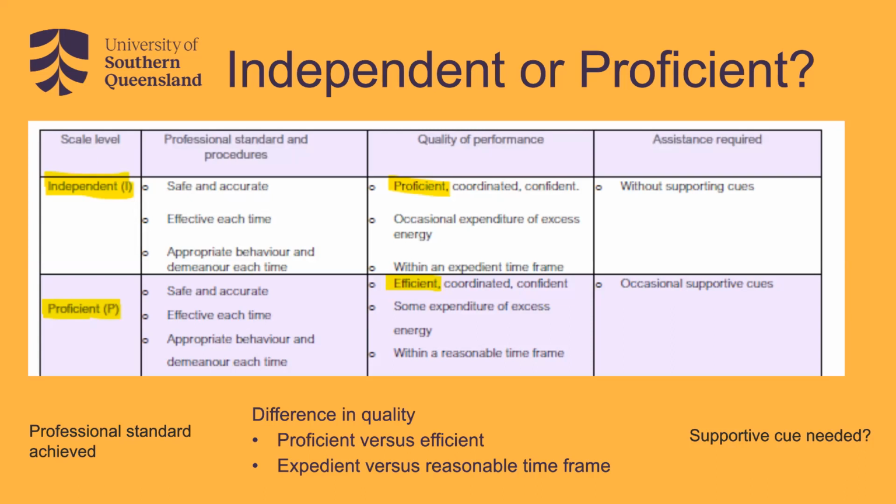There is a difference in time frames where one is an expedient time frame and the other is a reasonable time frame. And the difference also with assistance required, independent does not need supportive cues, where proficient may have received occasional supportive cues. Either of these rankings in assessments show competence of the skill.